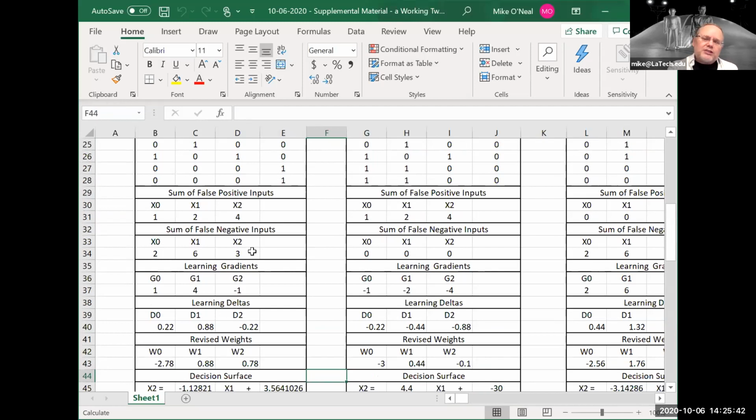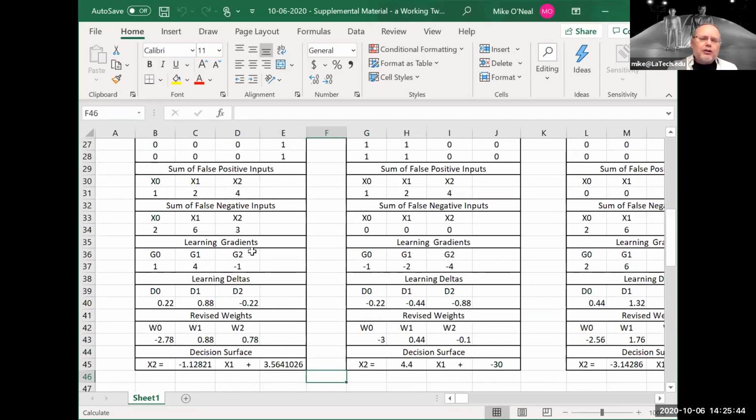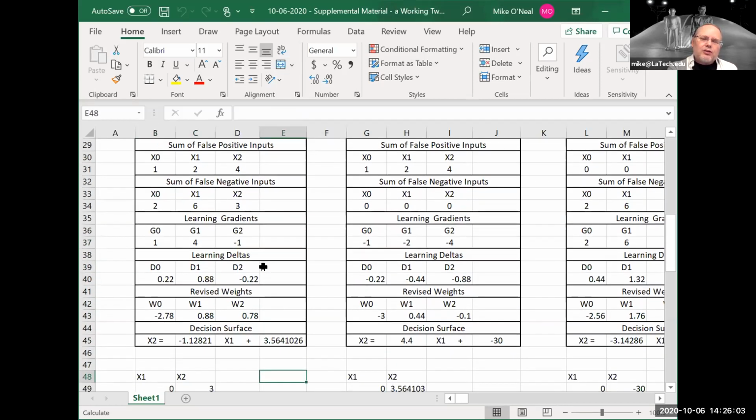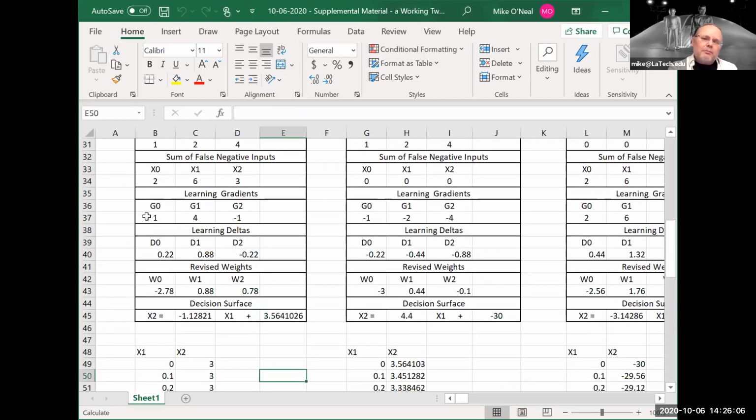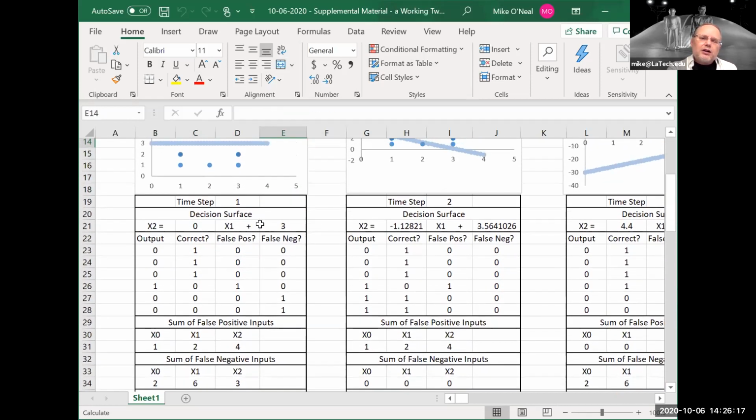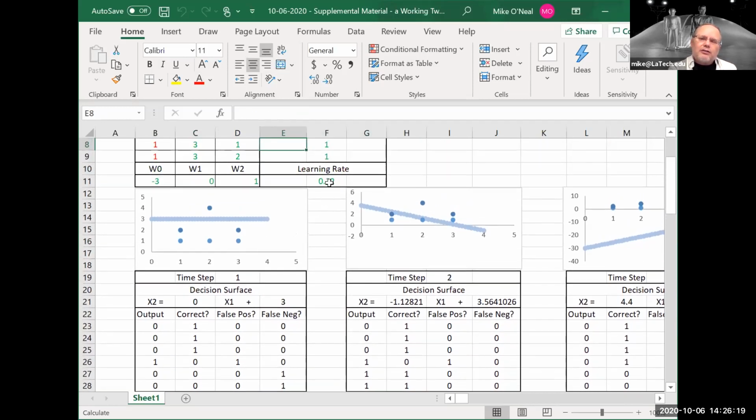So then what's the next step? You compute the learning gradient. The learning gradient is the sum of the false negatives minus the sum of the false positives. So 2 minus 1 is 1, and 6 minus 2 is 4, and 3 minus 4 is minus 1. So now you have the learning gradient, okay? And then it's like, okay, well, what's our learning delta? You multiply each component of the learning gradient, 1, 4, minus 1, by 0.22. That's our learning rate. How do I know that's my learning rate? Because I entered it right here as the learning rate.